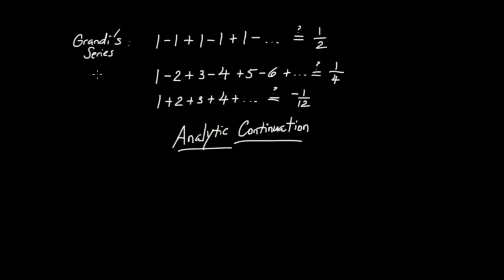I'd like to write out the math in the special case of the Grandi series, which is this famous divergent series, 1 minus 1 plus 1 minus 1 plus 1 and so on, and show you how we can assign a value of 1/2 via analytic continuation. Through analytic continuation, we can also assign a value to this very mysterious divergent series, 1 minus 2 plus 3 minus 4 plus 5 and so on. The value that gets assigned to that is 1/4.